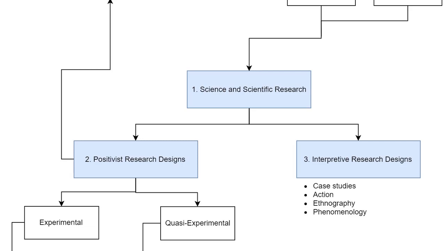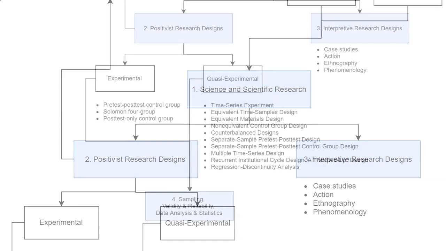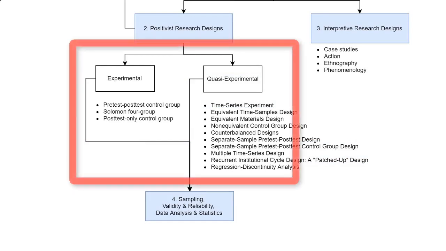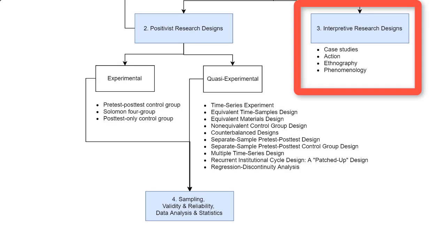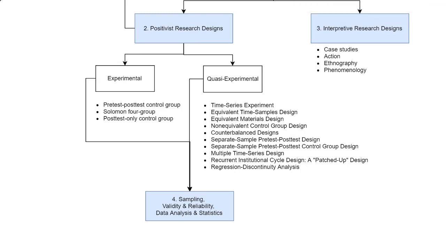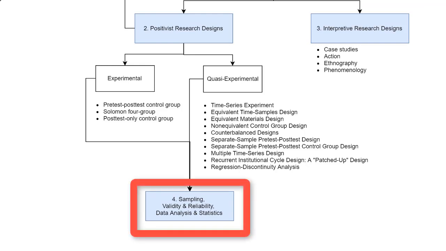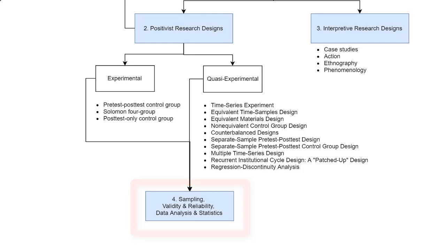One, the positivist models area, looks at experimental and quasi-experimental designs, more explicit hypothesis testing. The interpretive designs are more descriptive in nature, and those include things like case studies, action research, and ethnography. And those constitute parts 2 and 3 of the course. And then part 4 of the course focuses on some of the specifics that relate to conducting research: sampling, validity and reliability, data analysis, and some statistics.